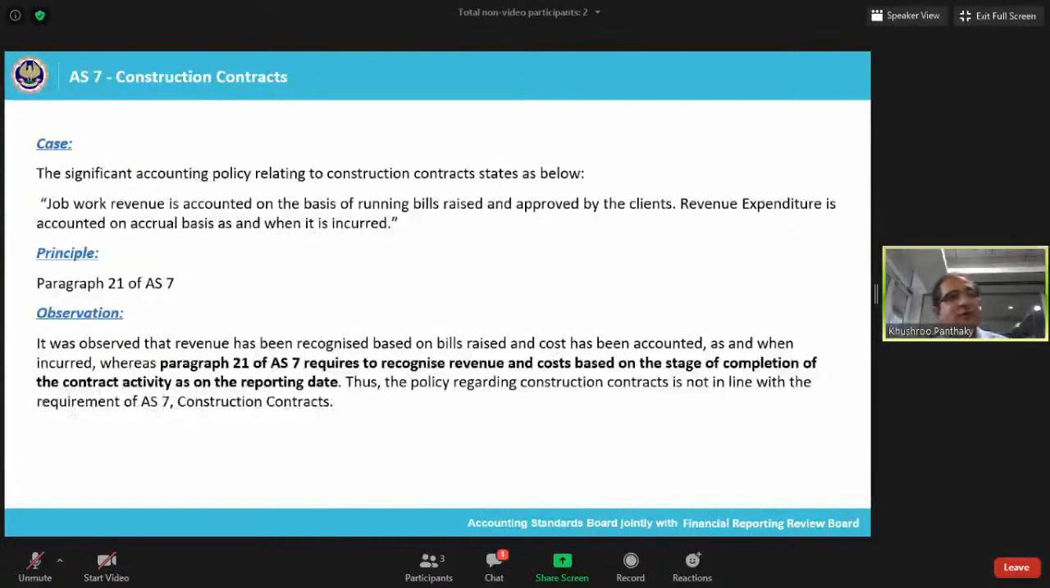Paragraph 21 of this particular standard says very clearly that you need to recognize revenue and costs based upon the stages of completion of the contract as on the reporting date. And therefore, you cannot account for this income and expenses based upon what has been approved by the clients. Your clients may partially approve, your clients may fully approve, but your income and cost recognition needs to be on the basis of the percentage completion method. And therefore, you need to determine exactly what is the percentage completion and accordingly account for your revenue and accordingly you account for your costs as well.